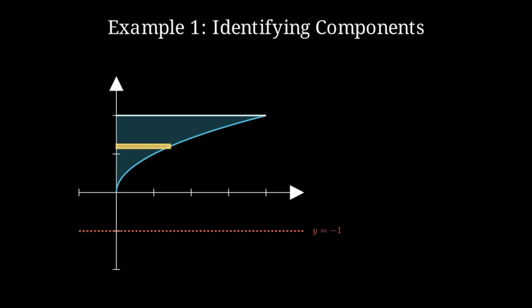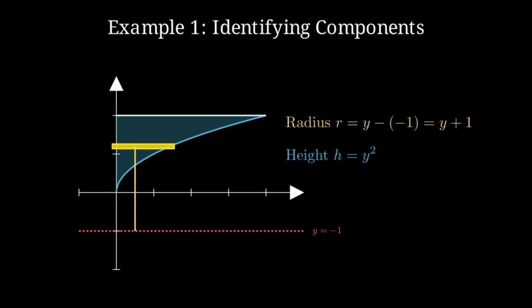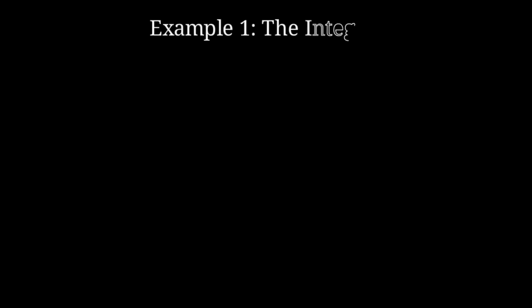First, identify the components. The radius is the distance from y to -1, which simplifies to y plus 1. The height of the shell is the distance from the y-axis to the curve, which is simply y squared. Our limits are determined by the y values of the region, 0 to 2. Now we set up the integral.